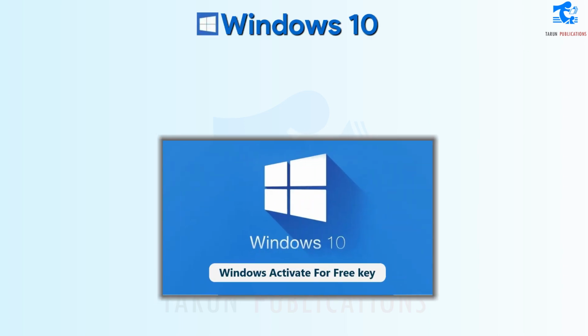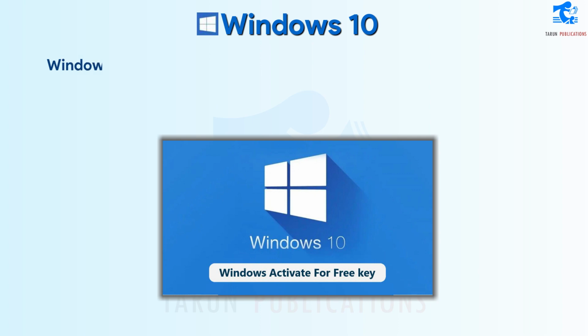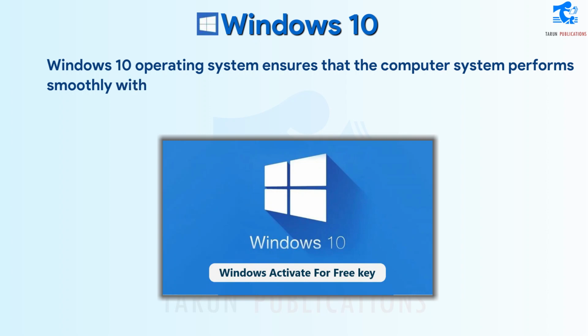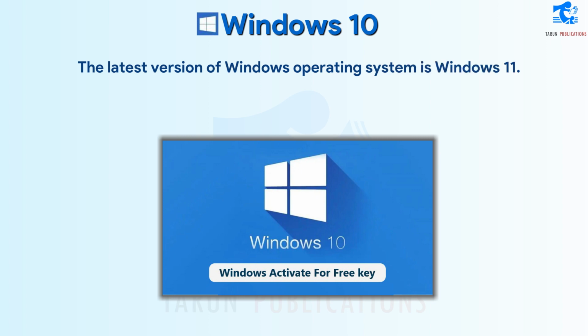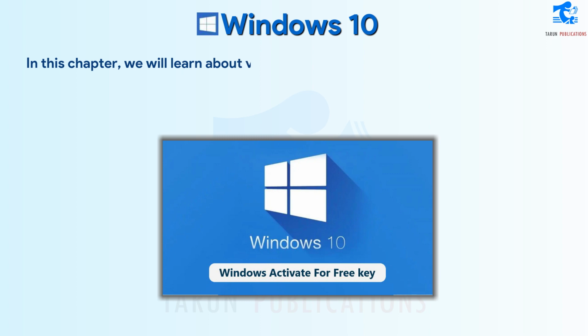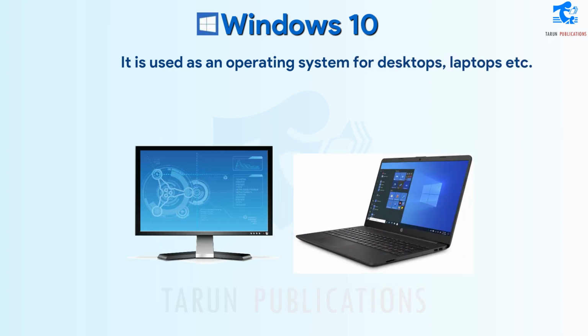Windows 10. Windows is an operating system developed by Microsoft, world's leading software company. Windows 10 operating system ensures that the computer system performs smoothly without any problems. The latest version of Windows operating system is Windows 11. In this chapter, we will learn about various features of Windows 10 and its other uses. It is very convenient and easy to use. It is used as an operating system for desktops, laptops, etc.